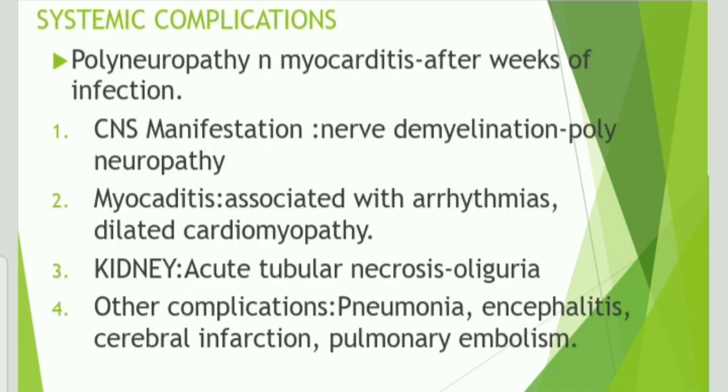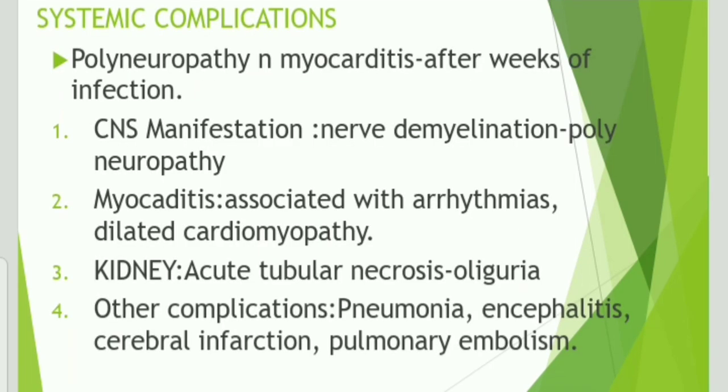The first of the systemic complications is the CNS manifestation, which leads to nerve demyelination. Nerve demyelination is nothing but the myelin sheath covering the axon getting damaged. It gets destroyed and leads to polyneuropathy, which can affect the oculomotor nerve, causing oculomotor nerve palsy. Muscles that move the eye are impaired as a result, which results in double vision, diplopia, and the person will be unable to move the eyes.